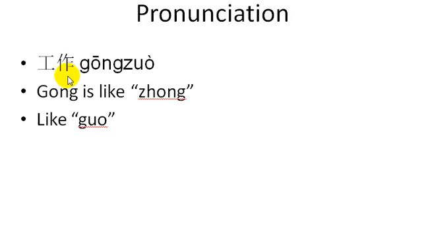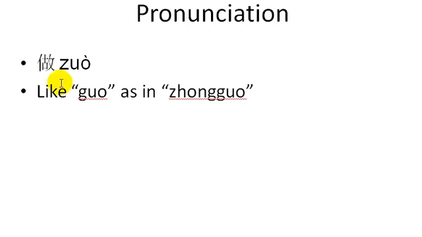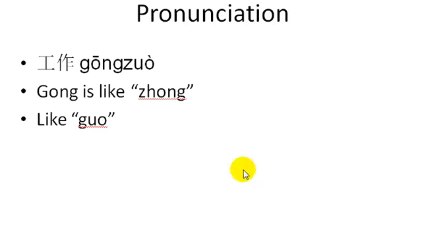Now don't confuse this 做 with the last 做. You'll see these characters are quite different. This 做 is to do, and this 做 has to do with work. They sound the same. They're both pinyin Z, U, O with the fourth tone, but they have different meanings.